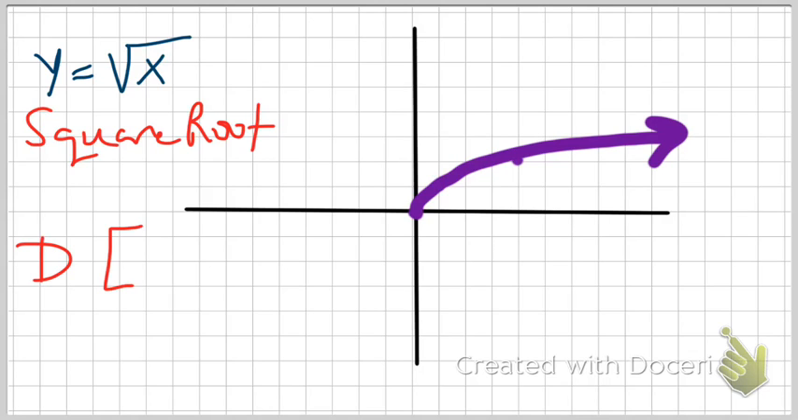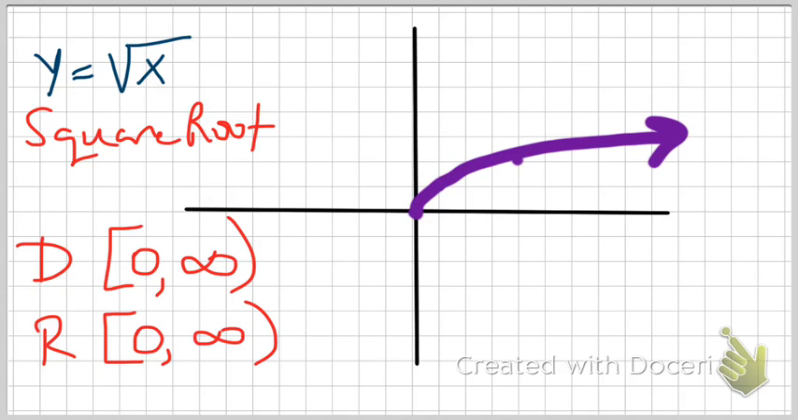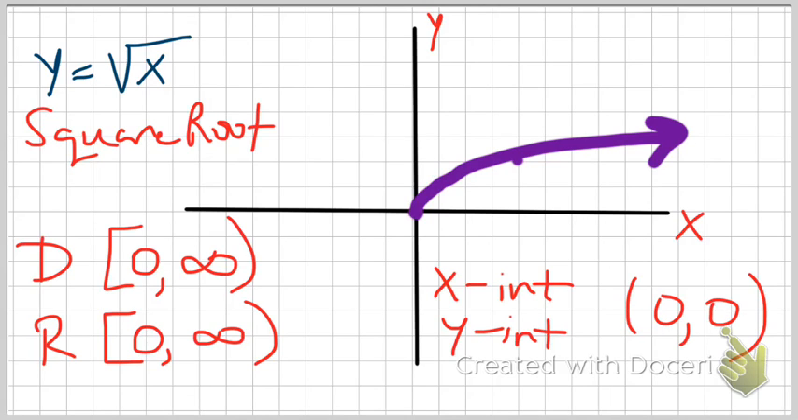Your domain begins with 0 and goes to positive infinity, looking left to right. Your range starts as low as 0 and goes to positive infinity, going bottoms up again. As for your intercepts, your x-intercept, your y-intercept, it's the same for both, just the origin.